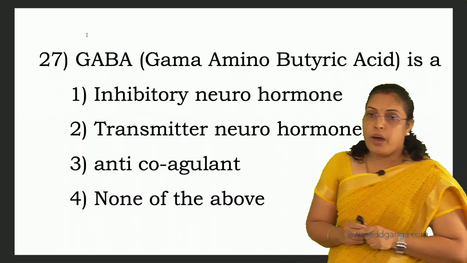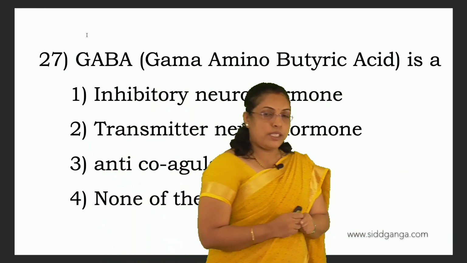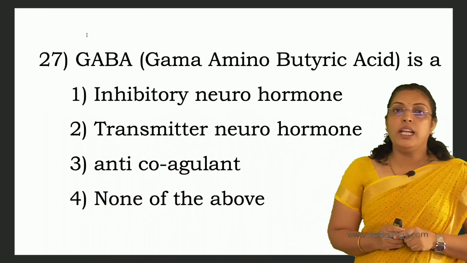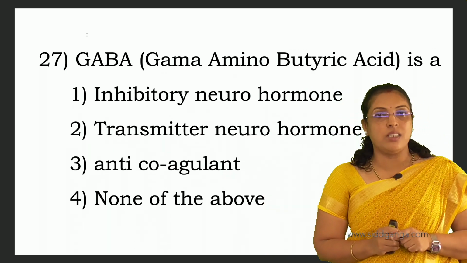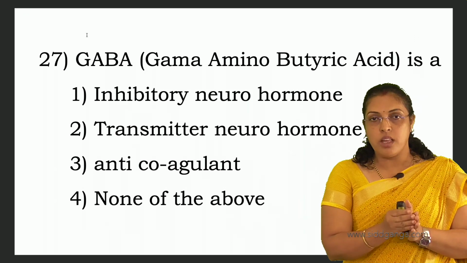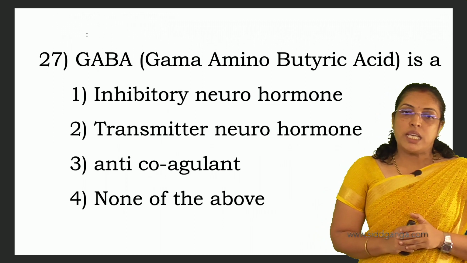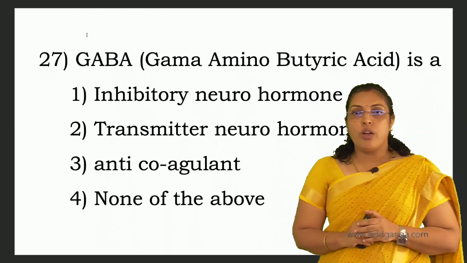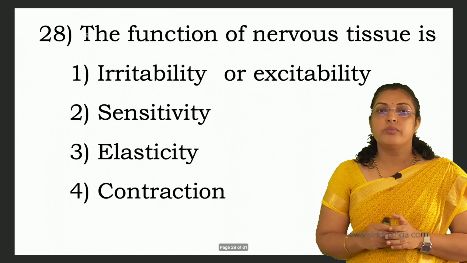And GABA, gamma amino butyric acid, is a neurotransmitter. It acts as an inhibitory neurotransmitter. That means it prevents the transfer of impulses from one neuron to the adjacent neuron. So, it is an inhibitory neurohormone. So, for 27, first is the option.